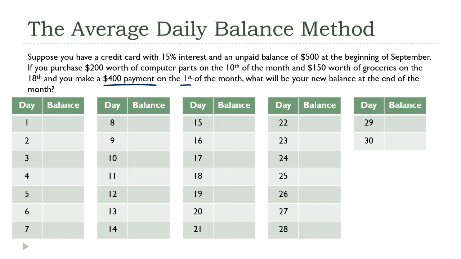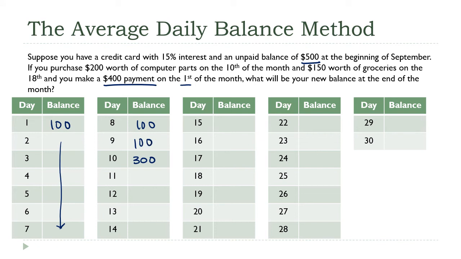So I'm really going to do the same thing. I'm going to do all my daily balances. Now this time, I start with $500, just like before, and on day one, I make a $400 payment. So on day one, my balance drops to $100. And then we're going to do all the same things. I'm going to make a $200 purchase on the 10th. So on the 10th, it goes up to 300. It's staying 100 in here.